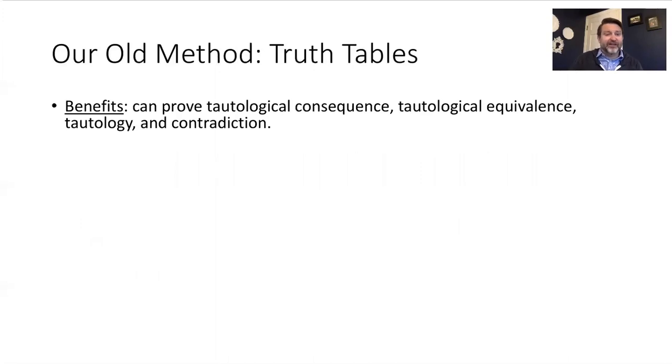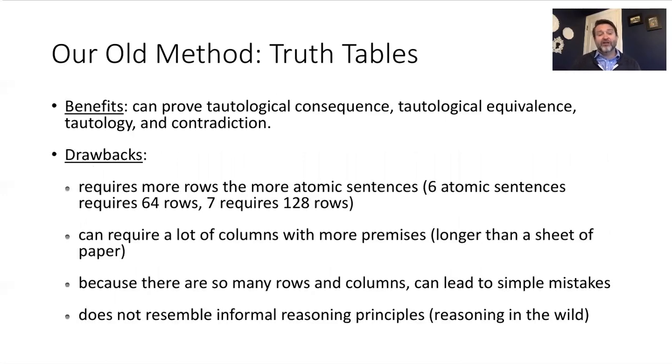So let's think about our old method, truth tables. There's a benefit to these because they can prove tautological consequence, tautological equivalence, tautology and contradiction, and many other notions. But there are many drawbacks. Again, as I've just said, they require more rows the more atomic sentences we have. So, right, if we had 6, it would require 64. If we had 7, it would require 128. Additionally, they require a lot of columns with more premises, so they can be longer than a sheet of paper. And because there are so many rows and columns, it can lead to simple mistakes.